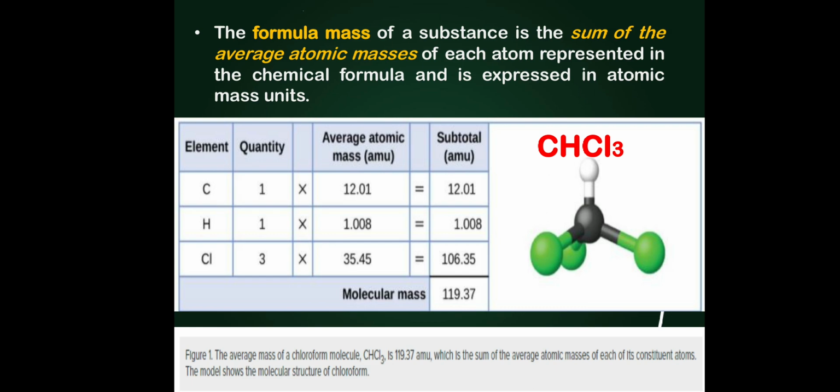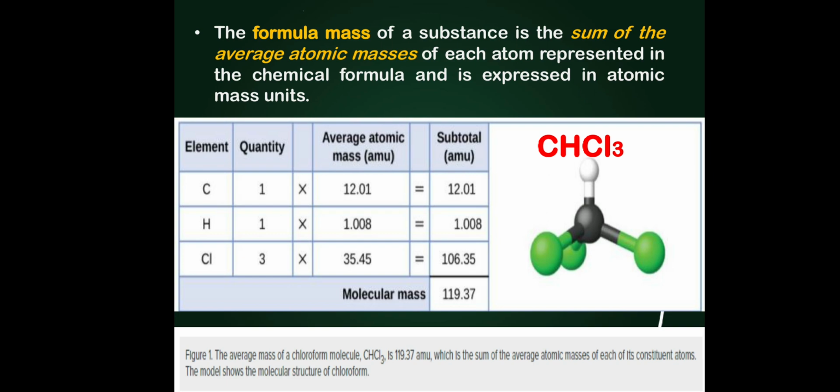So we will be using a periodic table, but I assume that you've already familiarized yourselves with those atomic weights, so you won't have difficulty with this one. Let's try to get the formula mass for chloroform. Figure 1 shows the average mass of a chloroform molecule, and this is the explanation of the solving. The compound that we'll be using is chloroform.